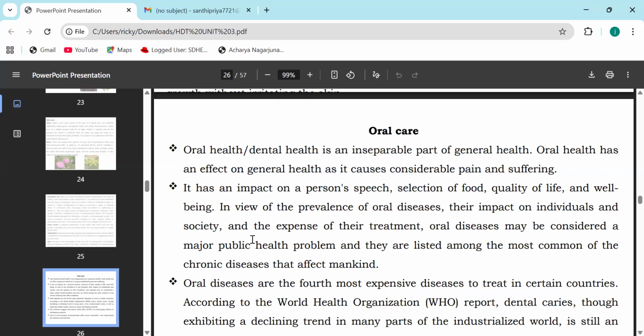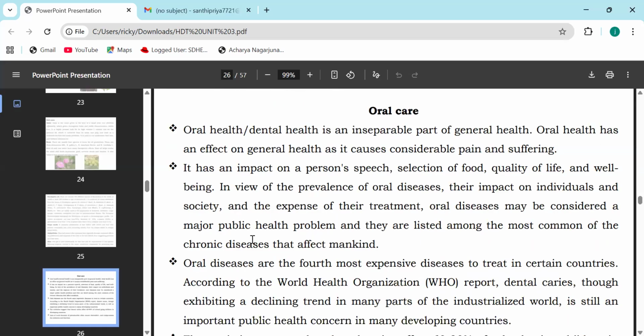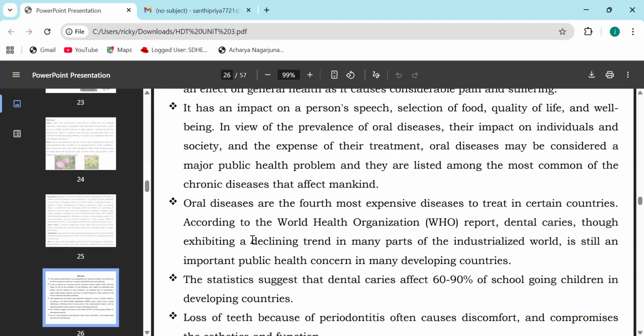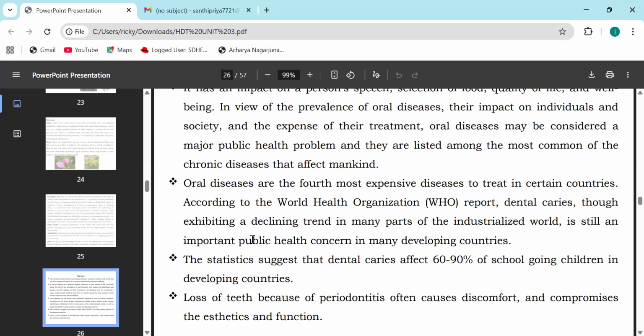Oral diseases are a major public health problem, and they are listed among the most common chronic diseases that affect mankind. Oral diseases are the most expensive diseases to treat in certain countries. According to the World Health Organization (WHO) report, dental caries, though exhibiting a declining trend in many parts of the industrialized world, is still an important public health concern in many developing countries. The statistics suggest that dental caries affects 60 to 90% of school-going children in developing countries.